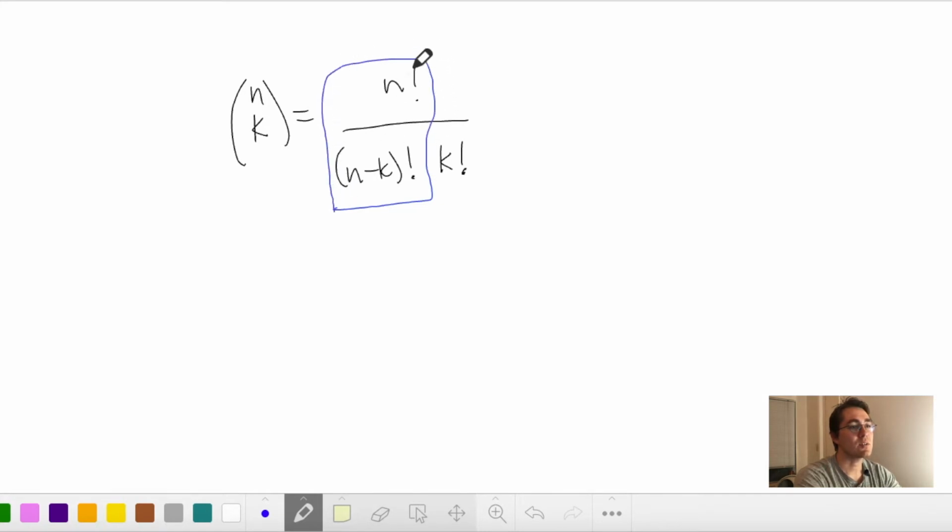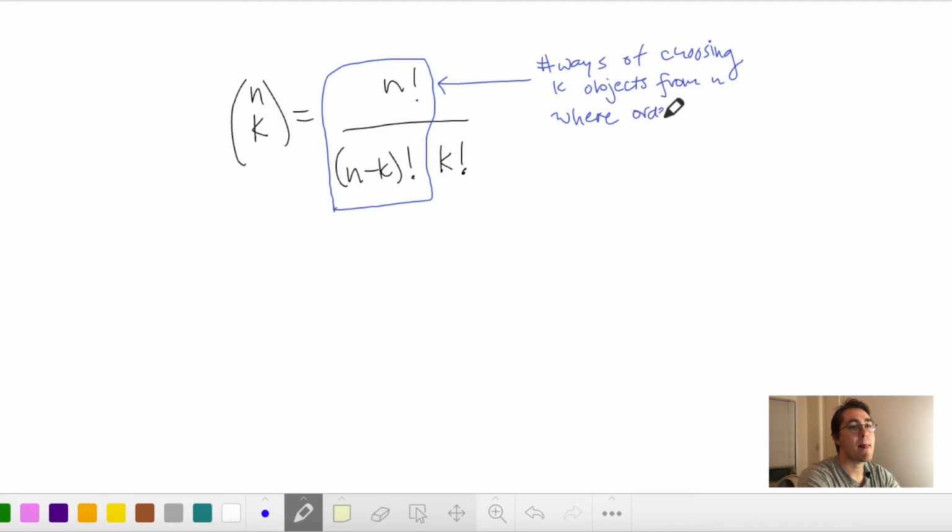So this n factorial over (n minus k) factorial, we know that that is the number of ways of choosing k objects from n where order matters. Okay, the part that was always not necessarily confusing.